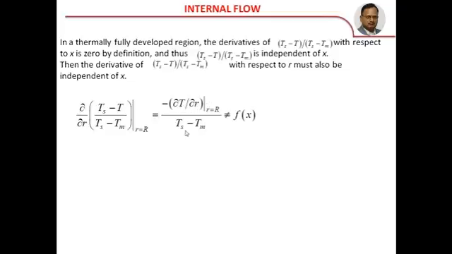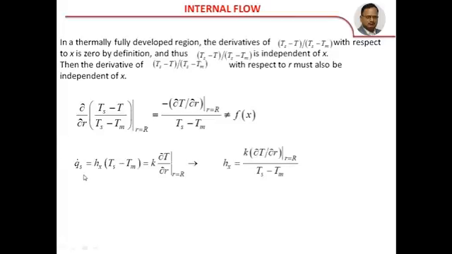Dou by dou r of Ts minus T by Ts minus Tm is equal to minus dou T by dou r at r equal to R by Ts minus Tm, which is not a function of x, because along the length of the tube, once the flow is fully developed, the temperature profile will not change. The velocity profile will not change in the fully developed region. Similarly, the temperature profile also will not change.